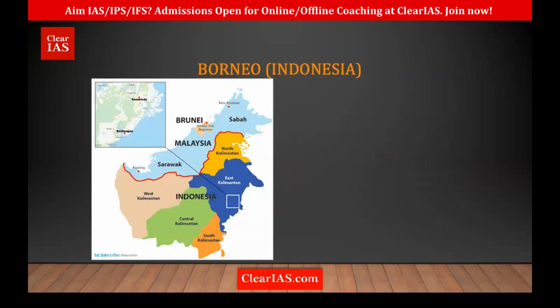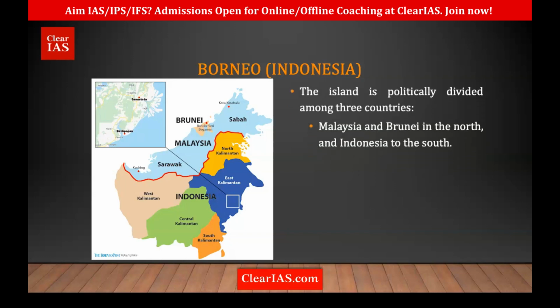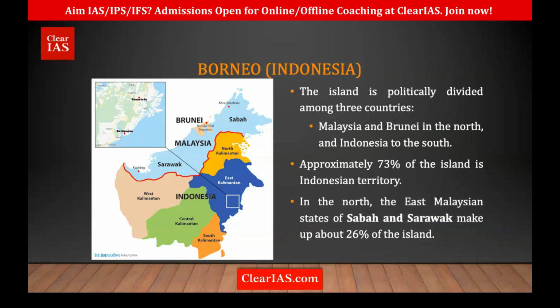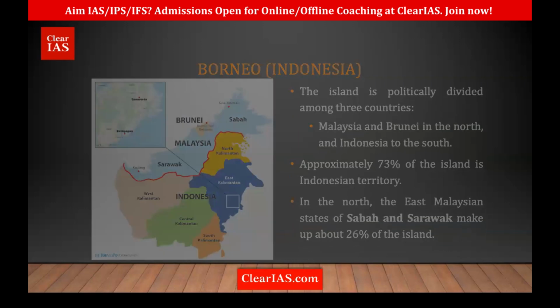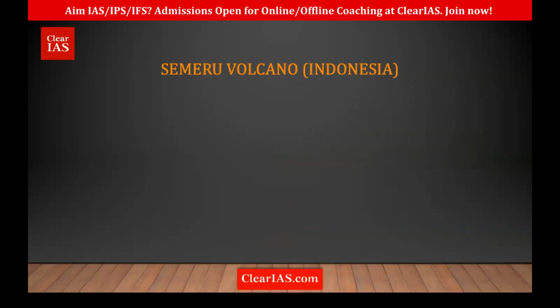Apart from that, we're talking about Borneo. It's not just Indonesia which has a stake in Borneo. There are three countries: Brunei, Malaysia, and Indonesia. And if you're talking about Malaysia, the Sarawak and Sabah regions of Malaysia are in Borneo. Almost 73% of the area is of Indonesia, but both Malaysia and Brunei have a small part.